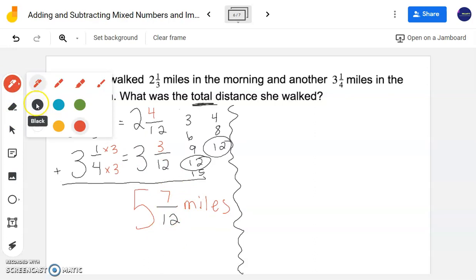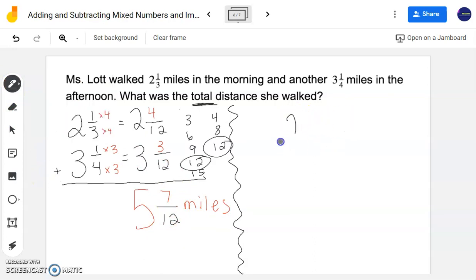Now, I'm going to take the same exact problem. I have 2 1/3 plus 3 1/4. I'm going to change this to an improper fraction. 3 times 2 is 6, plus 1 is 7/3. You can also draw a visual model like we did in the previous video to help you determine this as well. So now I have 3 1/4. 4 times 3 is 12, plus 1 is 13/4.